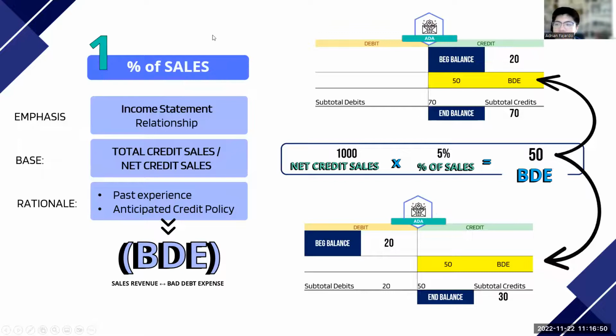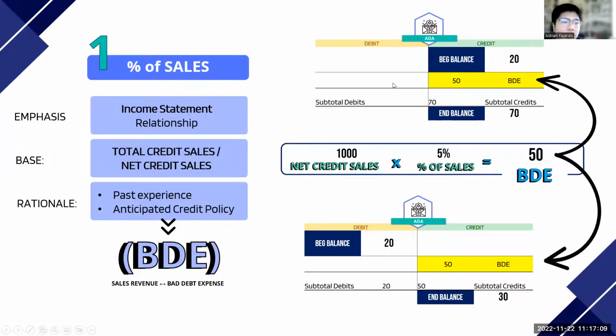So in summary, percentage of sales, when you use this method, you get BDE. So this is the equation to get it. And this BDE, pina-plug in natin sa ADA account inside. And then since we know the BDE, we'll be able to arrive with the ending ADA balance.